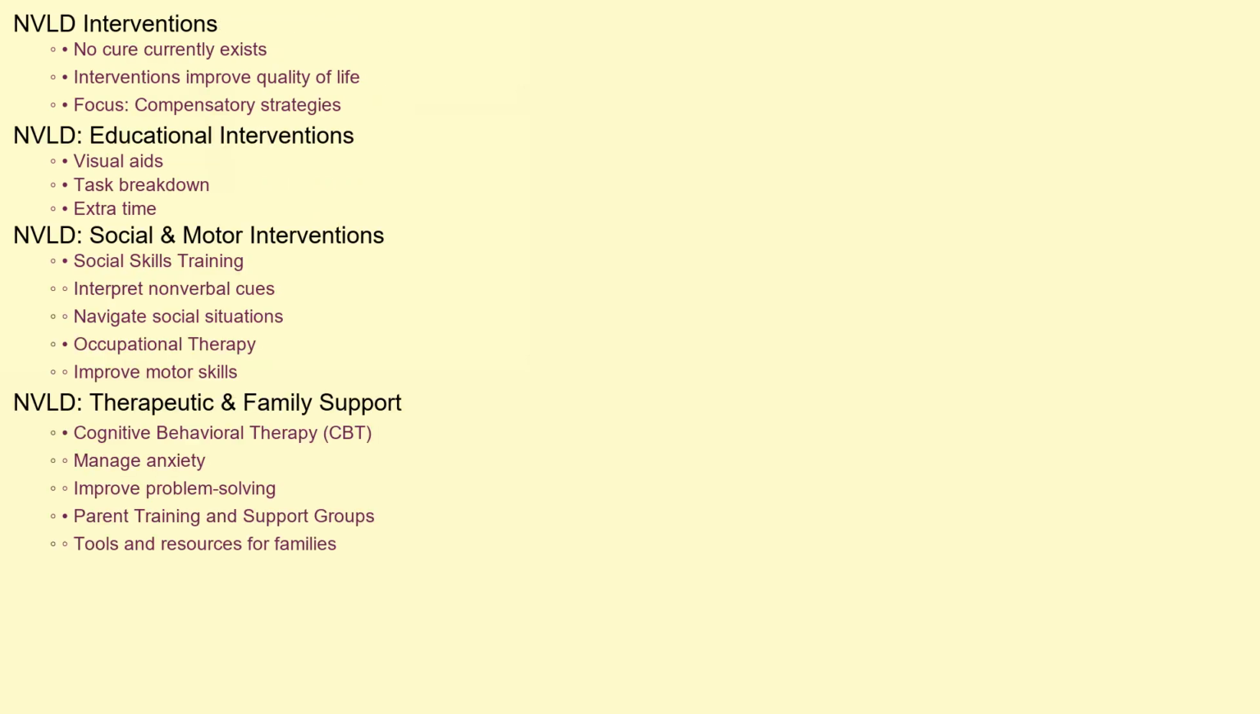Currently, there is no cure for NVLD, but a variety of interventions can significantly improve an individual's quality of life. Educational interventions focus on building compensatory strategies to address specific learning challenges. This may involve providing visual aids, breaking down tasks into smaller steps, and offering extra time for assignments. Social skills training can help individuals learn to interpret nonverbal cues and navigate social situations more effectively. Occupational therapy can address motor coordination difficulties and improve fine motor skills. Cognitive behavioral therapy, CBT, can help manage anxiety and improve problem-solving skills. Parent training and support groups can provide families with the tools and resources they need to support their child's development.